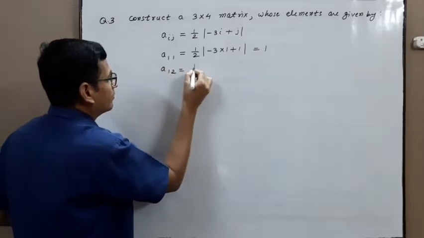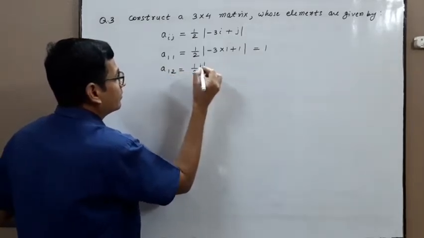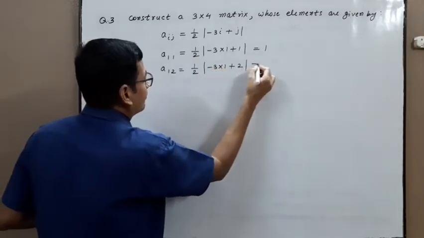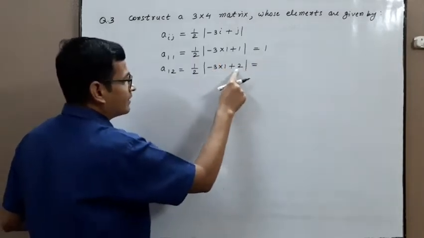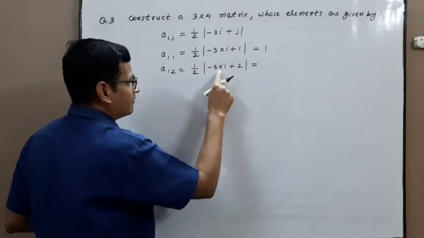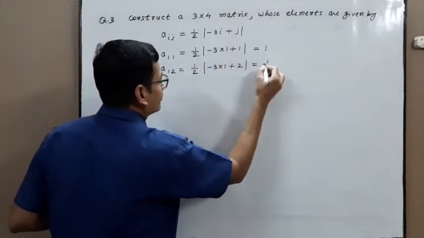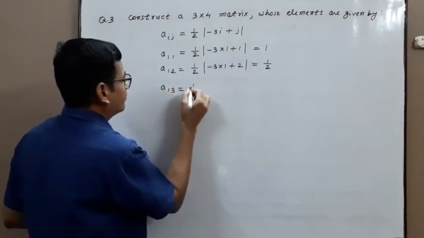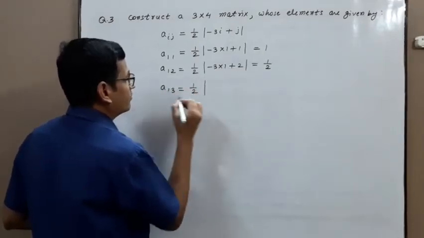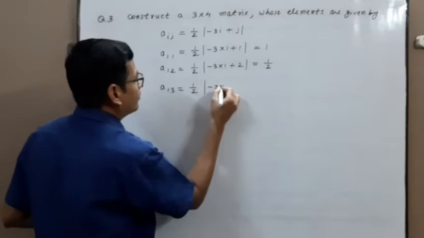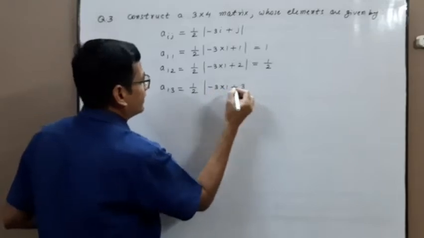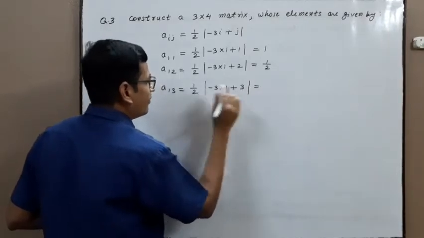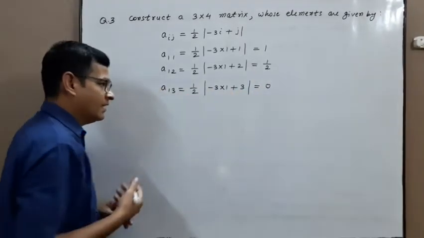A12 is equal to 1 by 2 minus 3 into 1 plus 2, which is minus 3 plus 2, minus 1, mod of minus 1 plus 1 upon 2. A13 is equal to 1 by 2 minus 3 into 1 plus 3. Minus 3 plus 3 is 0, 0 upon 2 is 0. Similarly the other elements.